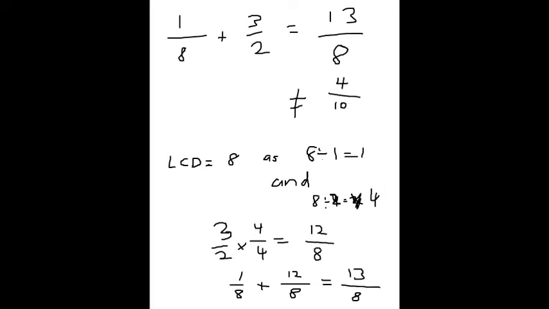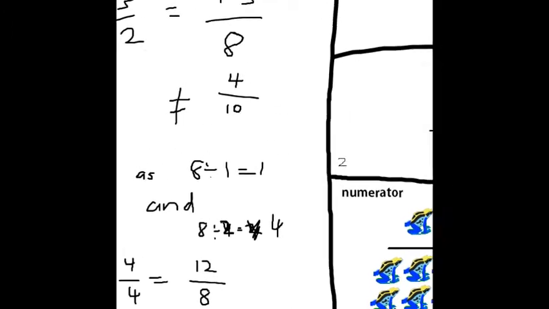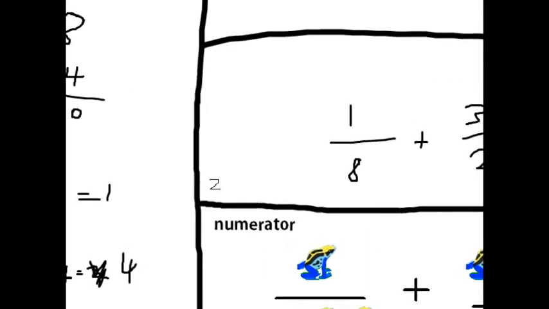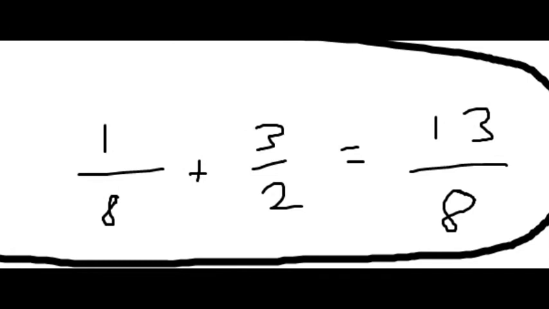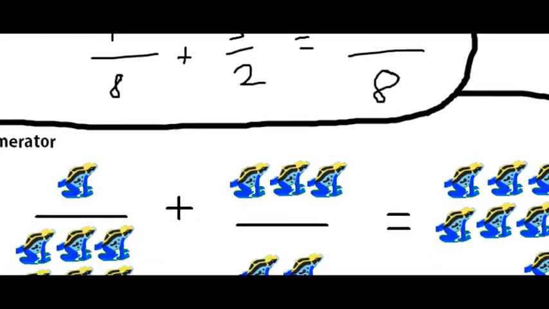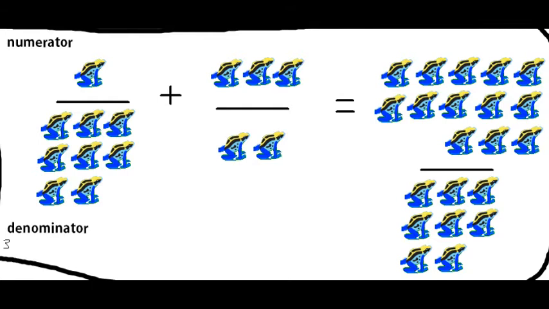What we have here, I've written it down, but it might be a bit too complicated. So we'll take the basic equation, which is 1/8 plus 3 halves equals 13 over 8, alright? Numbers might be a bit hard, so I made it easier to understand using pictures. As you can see, at the top of a fraction we have the numerator, and at the bottom we have the denominator. And this is the basic equation that we're going to be working with.